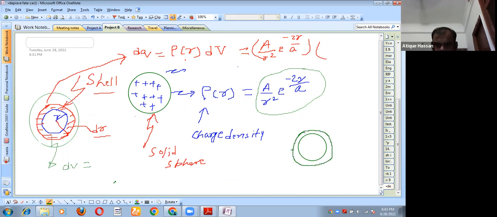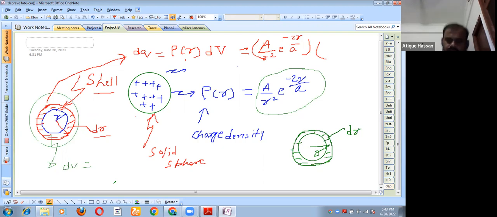it's a sphere and its thickness is dr. Its radius is r and its thickness is dr. Do you know the surface area of a shell? What is the surface area of a shell, Yashika?